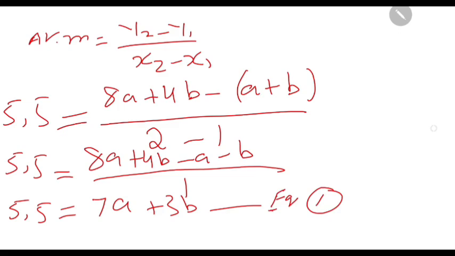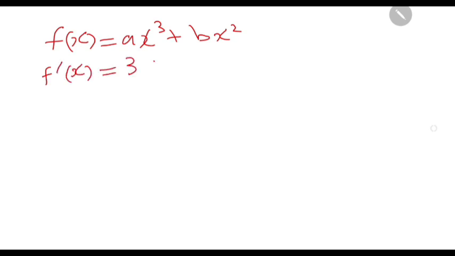I need to solve for a and b. Step 2, I'm going to use the gradient of the tangent at x = 6, because the gradient of the graph is equal to the gradient of the tangent line at the point of tangency. So the first derivative at x = 6 is equal to the gradient of the tangent line. We have f(x) = ax³ + bx². First I need to find the first derivative. That's going to be 3ax² + 2bx.